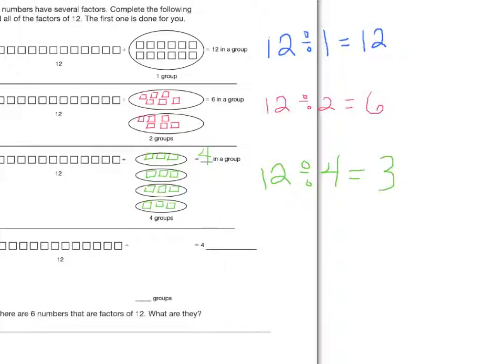So I actually made a small little mistake here that I need to correct. I need to fix this number 4 right here. Let's see if I can select that. Well, I know what I'll do. Just put an X over it, and it should be 3 in a group.